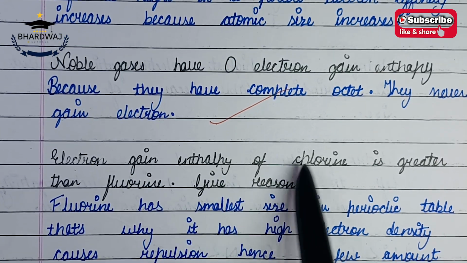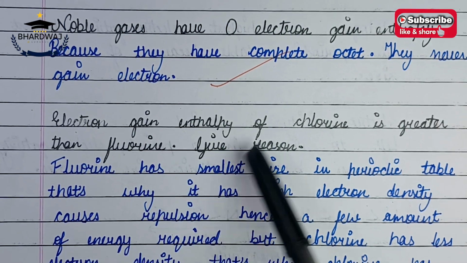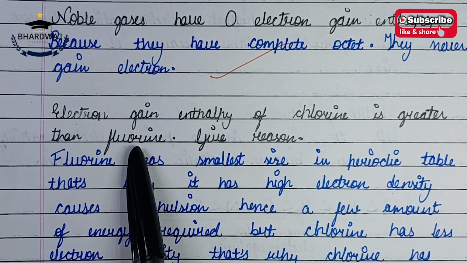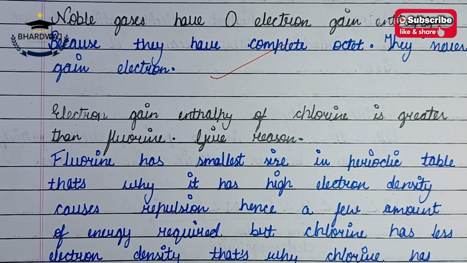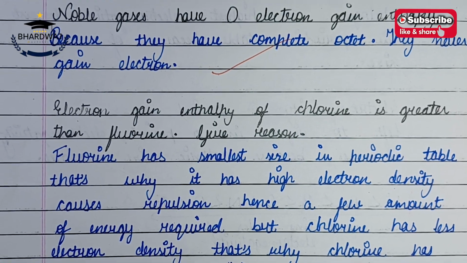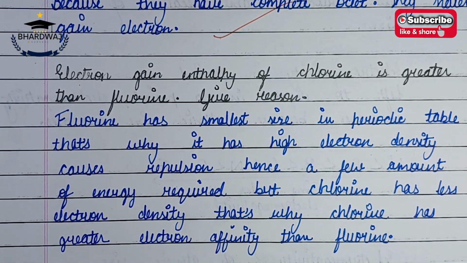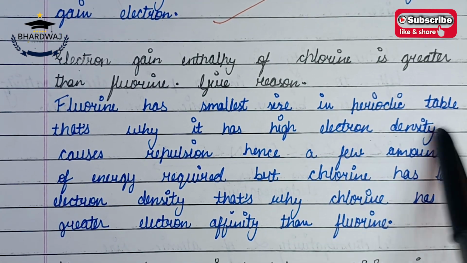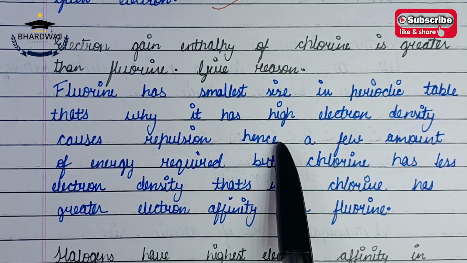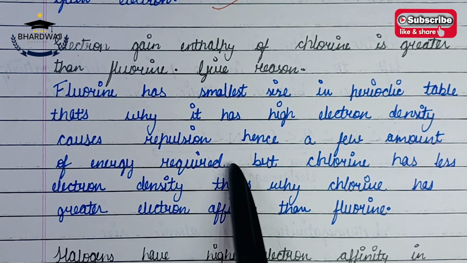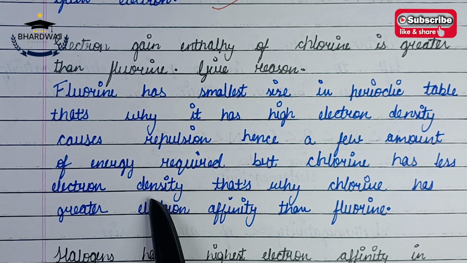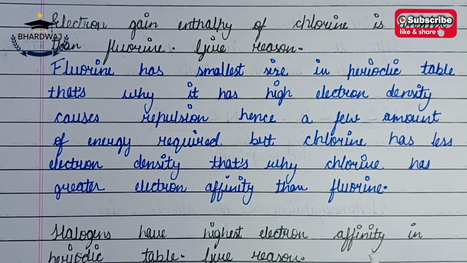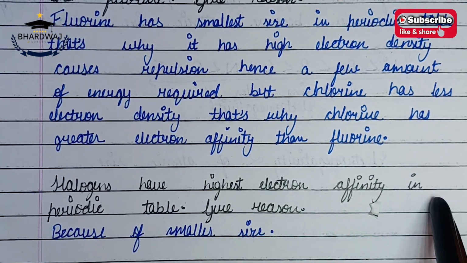Electron gain enthalpy of chlorine is greater than fluorine. Give reason. Although we discussed that from top to bottom it always decreases, fluorine has less than chlorine. Why? Fluorine has the smallest size in the periodic table, that's why it has high electron density and causes repulsion, hence a small amount of energy is released, but chlorine has less electron density, that's why chlorine has greater electron affinity than fluorine.